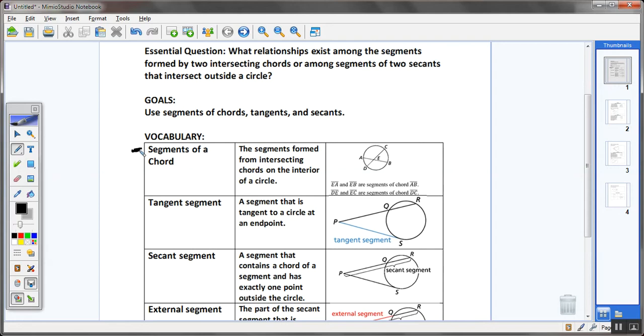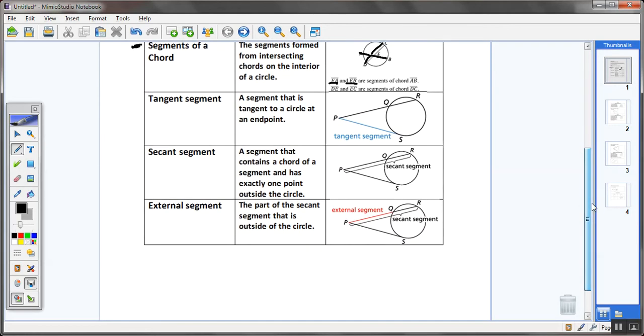If you notice right here, EA and EB are segments of chord AB, and DE and EC are segments of chord DC. Here's DE, here's EC. It forms that whole segment up there. So there's going to be times where chords intersect on the interior of a circle. We're going to start looking at some things for intersecting segments.